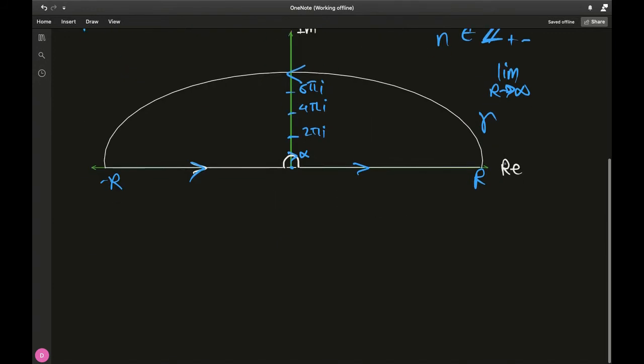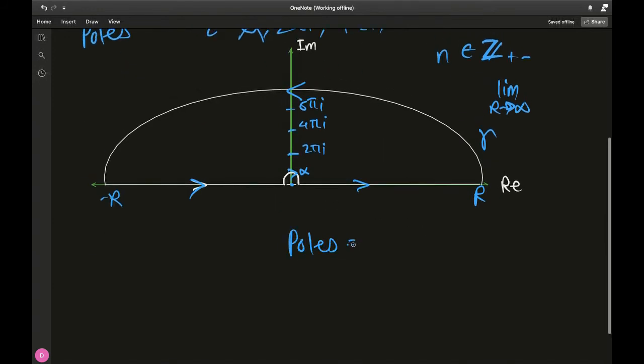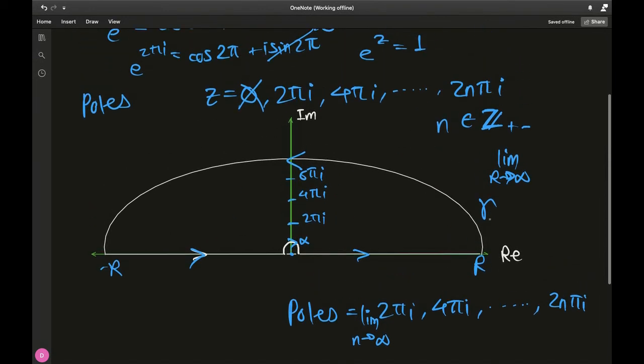So the list of poles is as follows: 2 pi i, 4 pi i, dot dot dot, 2n pi i in the limit that n goes to infinity. So an infinite number of poles can be accommodated inside because it's an infinite outer radius contour.